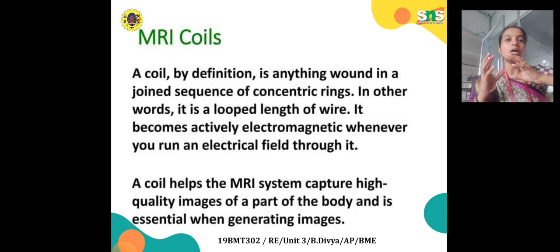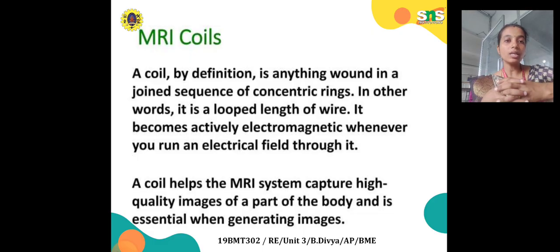A coil by definition is anything wound in a joint sequence of concentric rings. In other words, it is also known as a looped length of wire. It becomes actively electromagnetic whenever you run an electrical field through it.